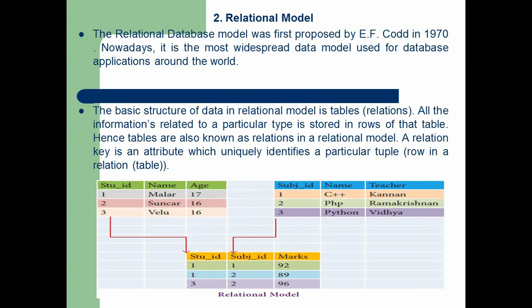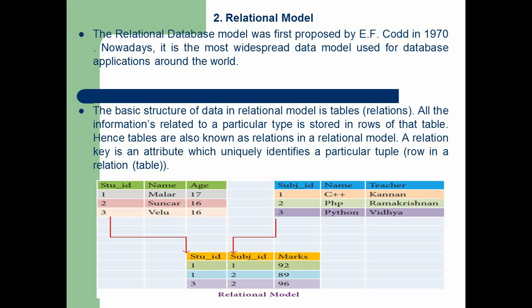Next one is the relational model. This model was first proposed by E.F. Codd in 1970. It is one of the most successful database models used nowadays. The basic structure of data in the relational model is tables. All the information related to a particular type is stored in the rows of that table. Hence, tables are also known as relations in the relational model, and a relational key is an attribute which uniquely identifies a particular tuple.